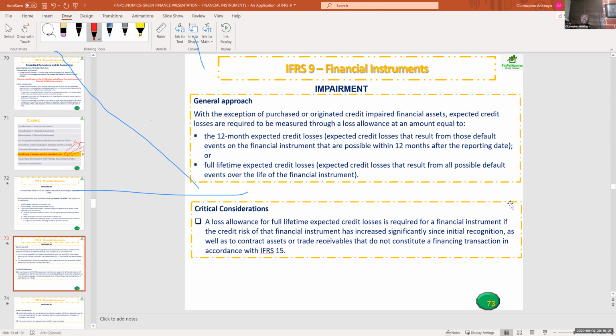Okay, but apart from the general approach, we also have what we call a simplified approach, which is an alternative to the general approach. And what is this telling us? It's saying that rather than go into a step-by-step or stage analysis of impairment under the general approach, we rather use a simplified approach. An example of a simplified approach is the provision matrix. We'll discuss that today. And a simplified approach is only adopted in a situation that does not require this strenuous way of carrying out impairment.